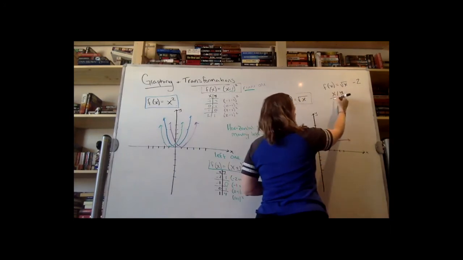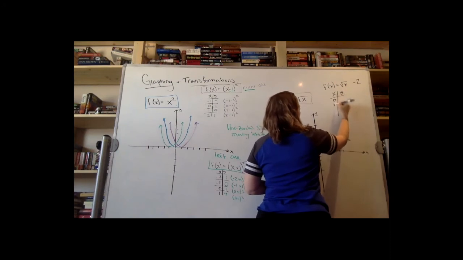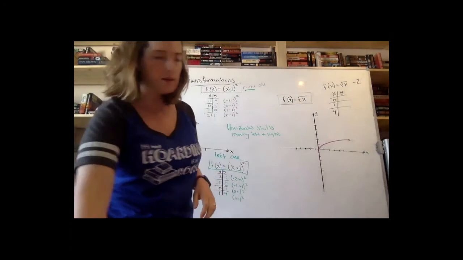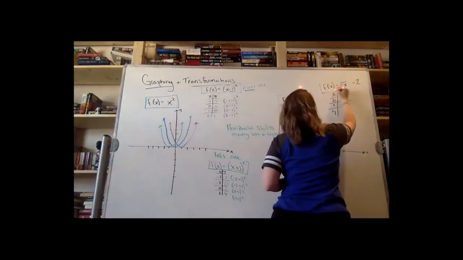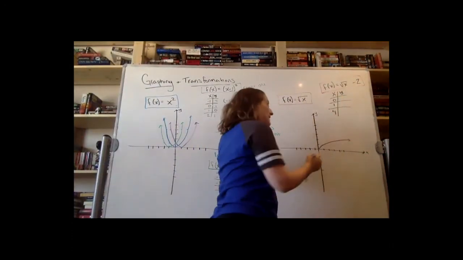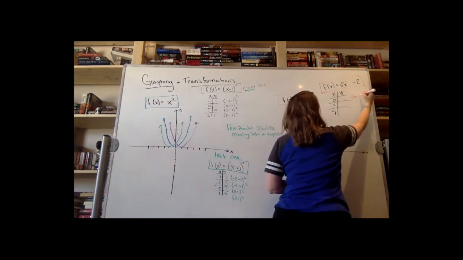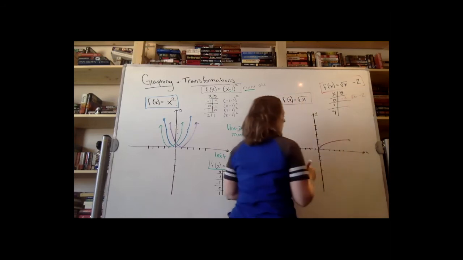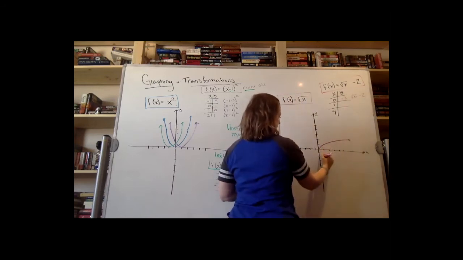All right, so let's look at 0, 1, and 4, like we have before with this graph. Okay, so we're going to graph this guy. When I plug in 0, I'll have the square root of 0 minus 2. The square root of 0 is 0. 0 minus 2 is -2. So I have the point 0, -2.